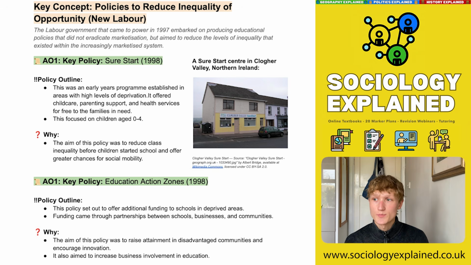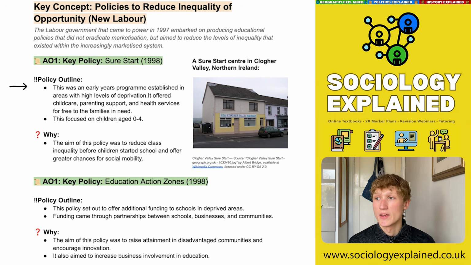So alongside these policies, I'm going to quickly run through some other policies that came particularly in the New Labour era, from 1997 onwards, that were designed to reduce the bad that marketisation was doing. However, it's worth saying that New Labour was a government that was largely in favour of marketisation and did continue marketisation, but they also passed these policies alongside traditional marketisation policies in a way to alleviate some of the negative effects of marketisation.